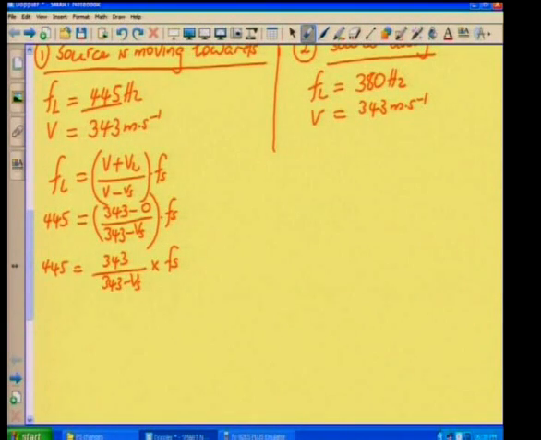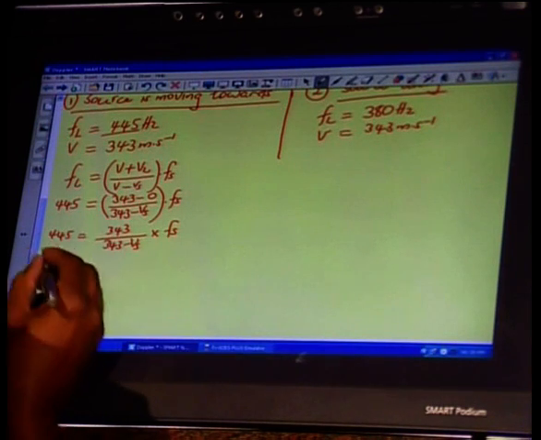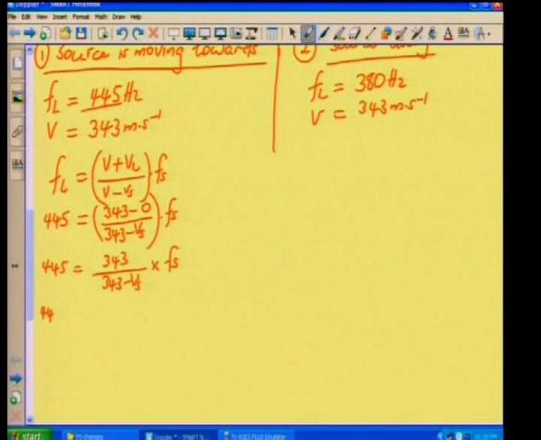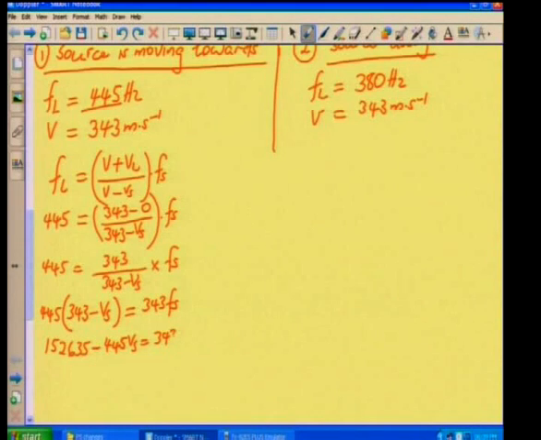Now we can cross multiply here. Therefore, this becomes 445 times (343 minus Vs) equals 343 times Fs. If you work this out, 445 times 343 gives 152,635, minus 445 times Vs, so 445 Vs, equals 343 Fs. And this becomes your first equation.